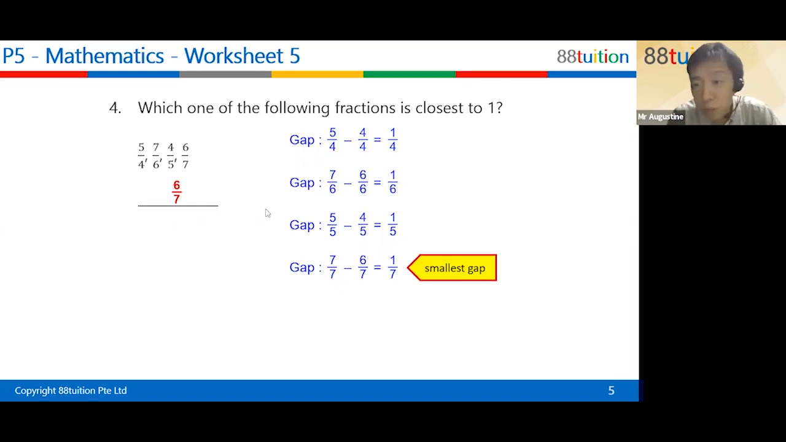This is one of the questions that they always like to ask in the short answer section. So when you're comparing fractions, make sure you know what you're comparing. Are you comparing the numerator or denominator? In this case, since all the numerators are the same, the denominator is what you're comparing. So as mentioned earlier, the larger the denominator, the smaller the fraction.